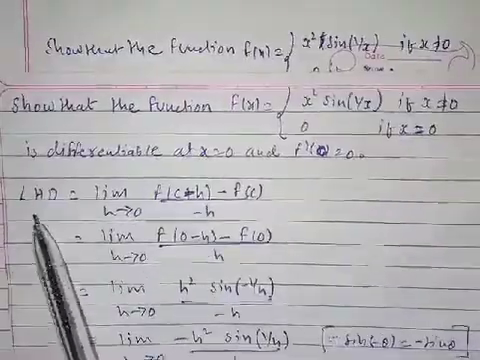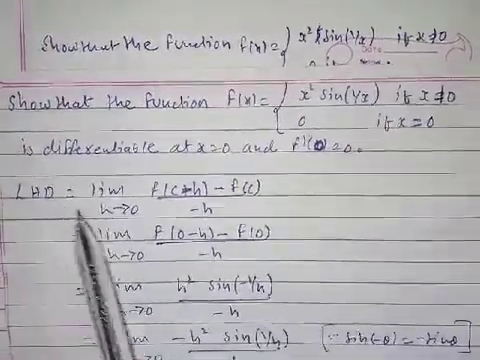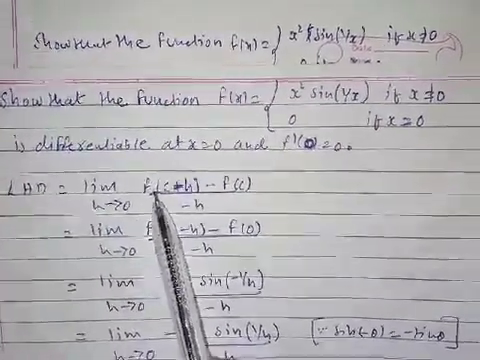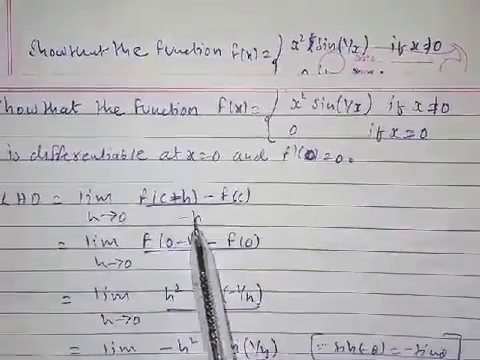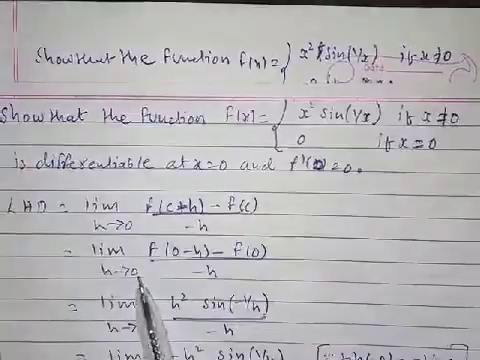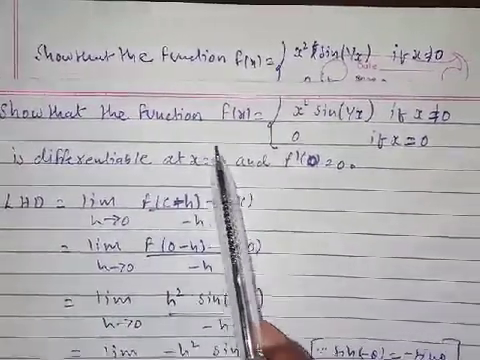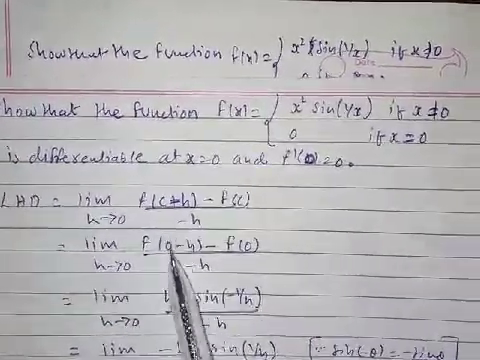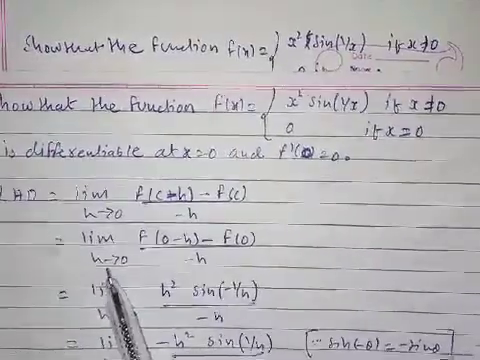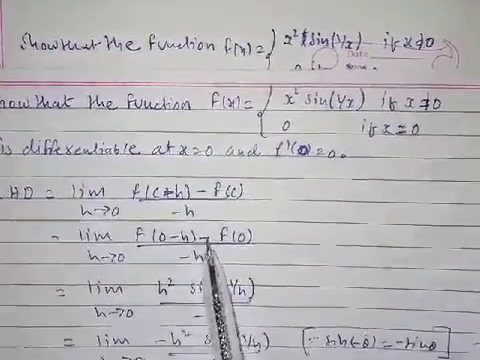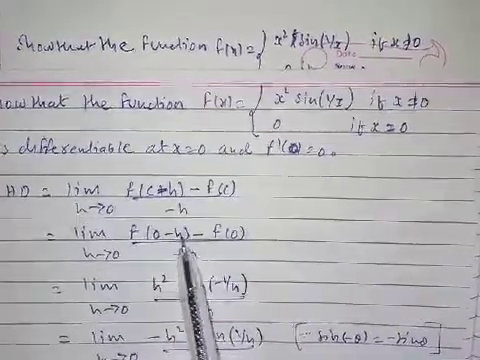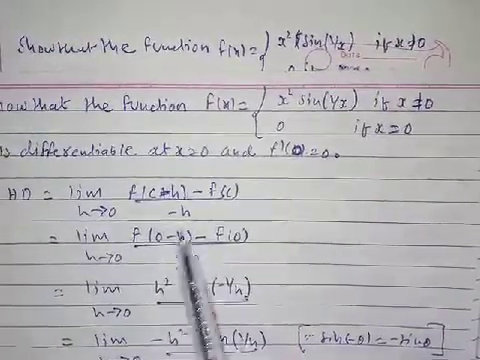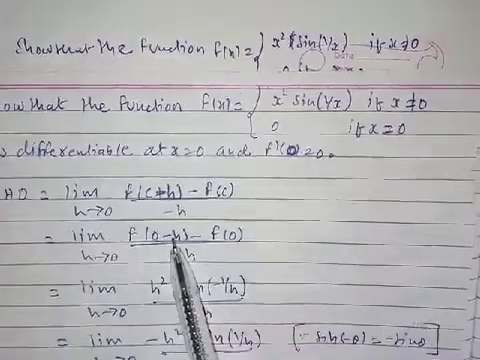So the left hand derivative: limit h tends to 0, f(c minus h) minus f(c) upon minus h. We are checking at x = 0, so in place of c you have to put 0. So limit h tends to 0, f(0 minus h) minus f(0) upon minus h. Substitute here: instead of x square, what will come? Minus h.